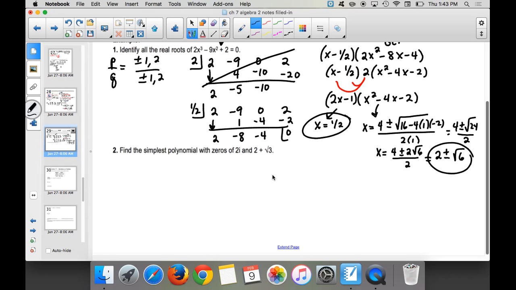So this one, if I have 2i and I have 2 plus root 3, what else do I have to have as a 0 if I have 2i? Negative 2i as well. What about this one? 2 minus root 3 as well.